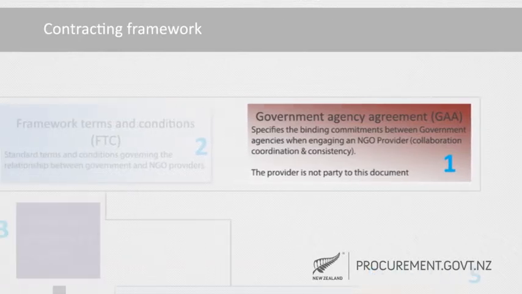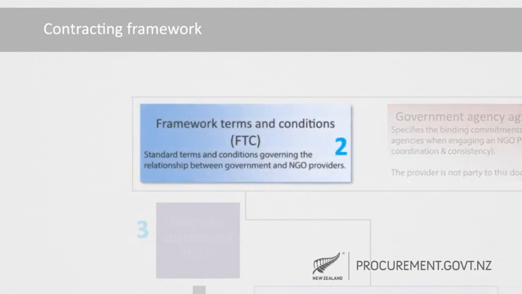The framework terms and conditions are the standard terms and conditions that apply to the outcome agreements between government agencies and providers. They're incorporated by reference into each outcome agreement. These terms and conditions set out the obligations of the agency and the provider, and they must be complied with while the services are being delivered. In this webinar, we'll go through the main parts of the framework terms and conditions, explaining what they mean and what the obligations of the parties are.